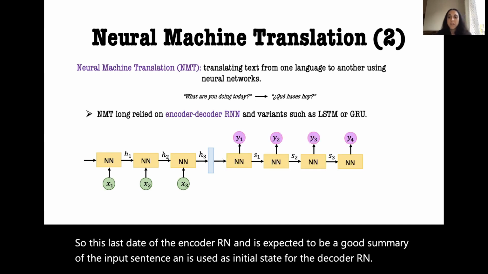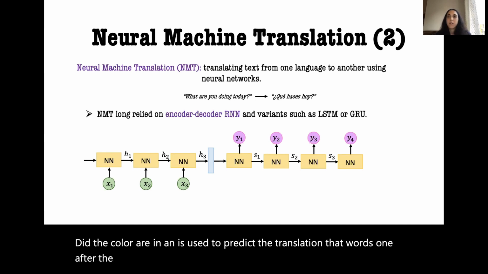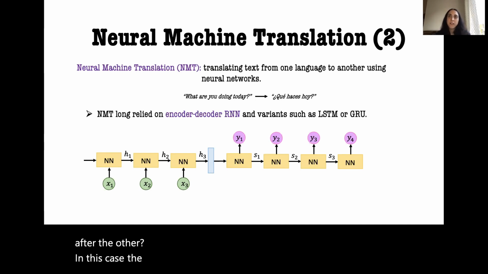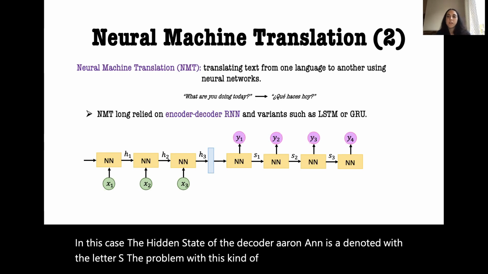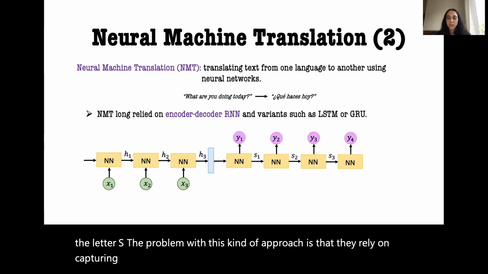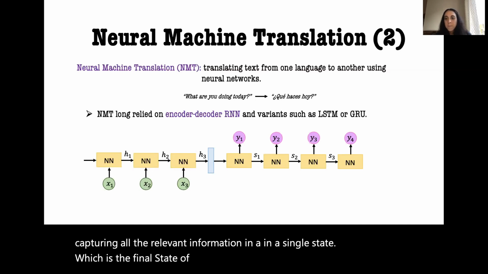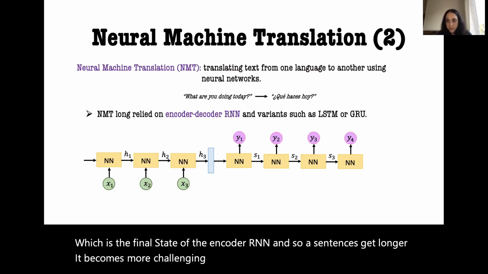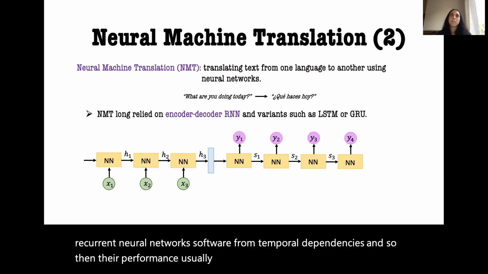The decoder RNN is used to predict the translated words one after the other. In this case, the hidden state of the decoder RNN is denoted with the letter S. The problem with this kind of approach is that they rely on capturing all the relevant information in a single state, which is the final state of the encoder RNN. And so as sentences get longer, it becomes more challenging to obtain good summaries. In fact, recurrent neural networks suffer from temporal dependencies, and so their performance usually degrades rapidly with the length of the sentence.